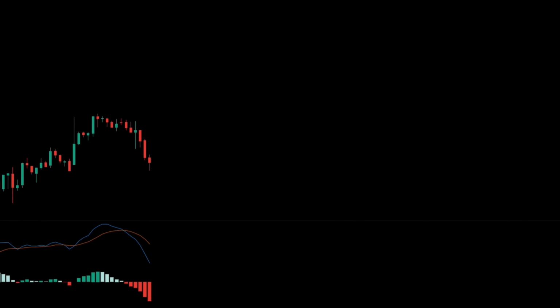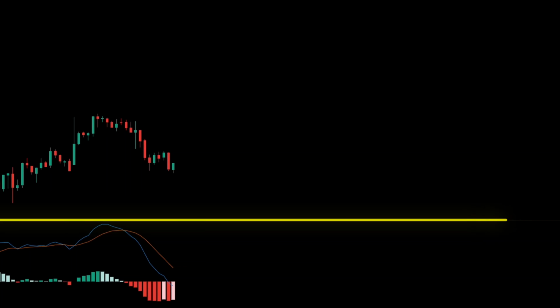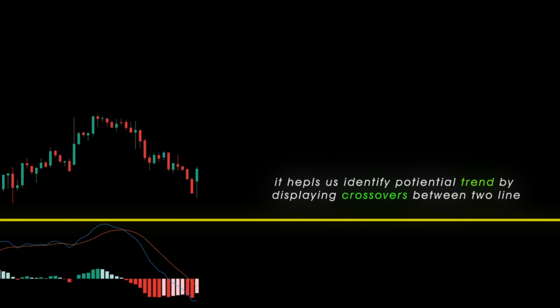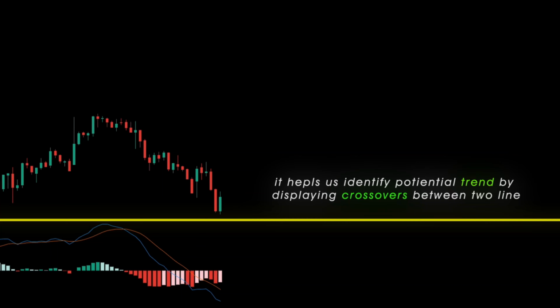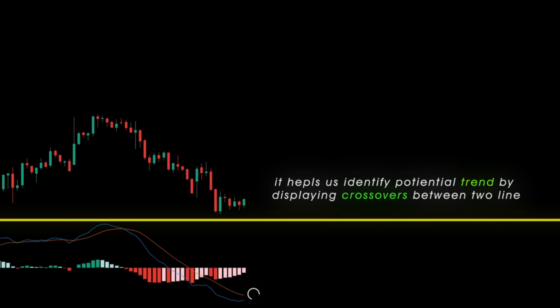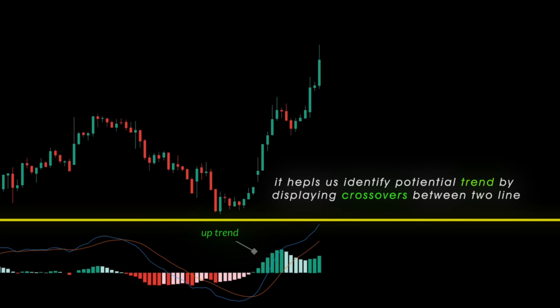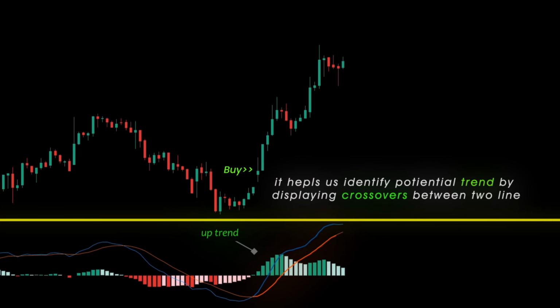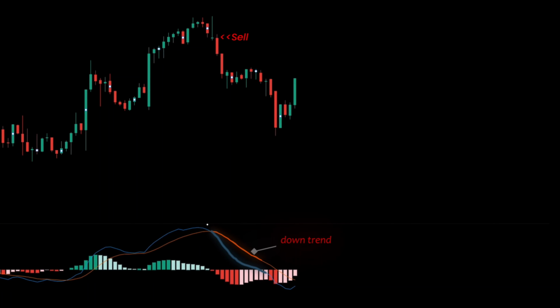So, I am sure that you all must be knowing about the classic MACD. It helps us to identify potential trends by showing crossovers between two lines. If the blue line crosses the orange line from above, then it shows that the market is currently on an uptrend and there can be a good opportunity for buying here. And if the blue line crosses from below the orange line, then it shows that the market is currently on a downtrend and there can be a good opportunity for selling here.